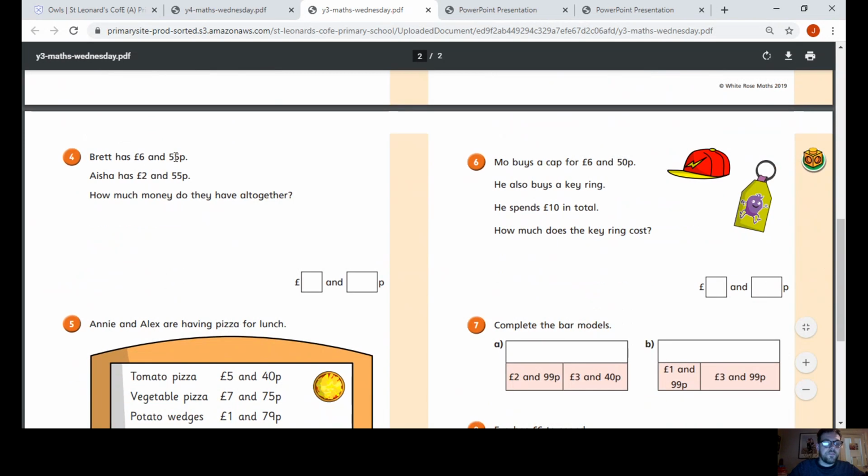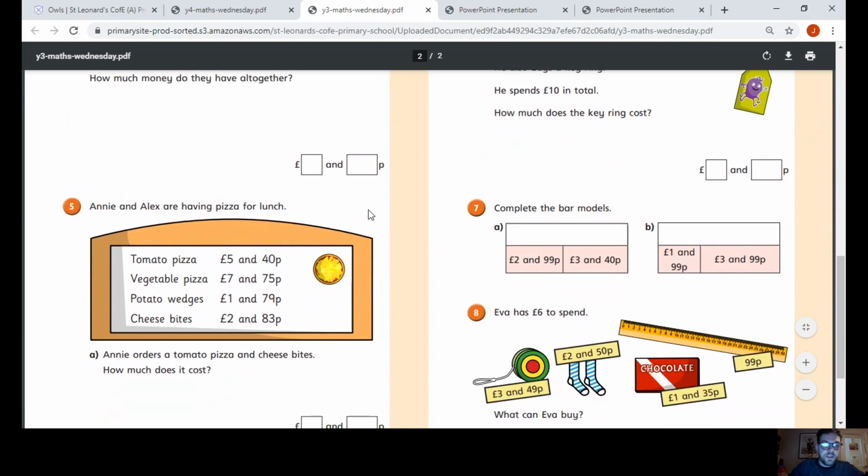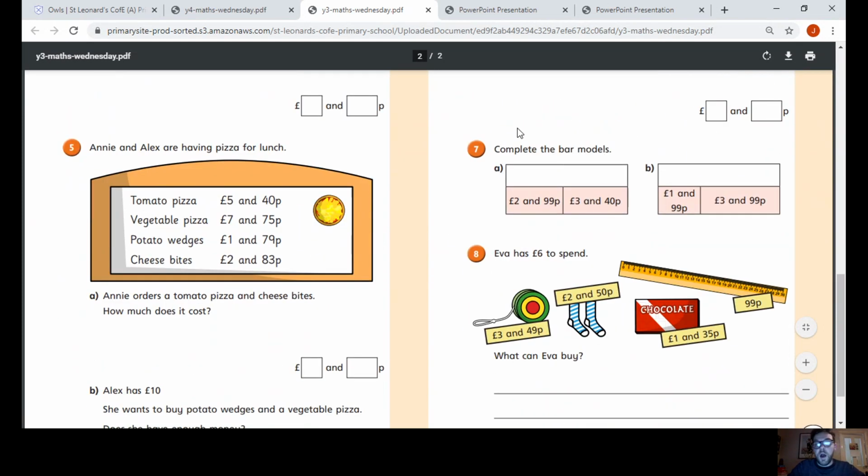Brett has £6.55. Aisha has £2.55. Now it says how much money do they have all together? So when we talk about all together, we're talking about adding amounts together. So be careful, look for keywords to help you so you know what operation to use. And then as you move down, again, some more word problems for you to try and solve. Our bar models, if you remember, the bottom bars add up to create the longer bar at the top. So again, there is some adding here.